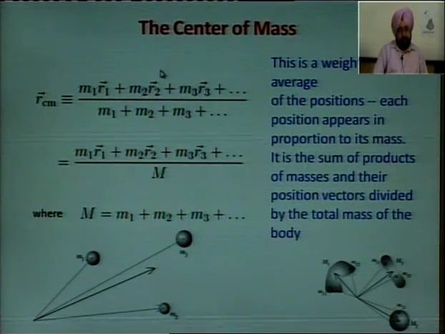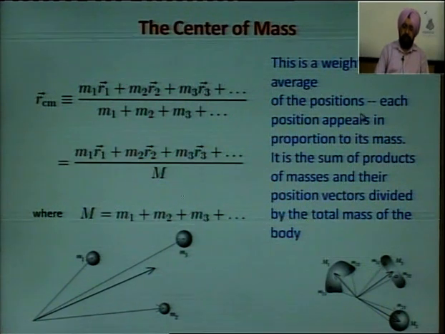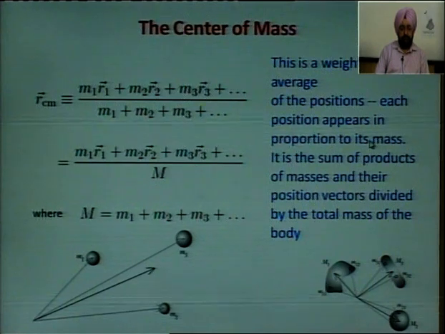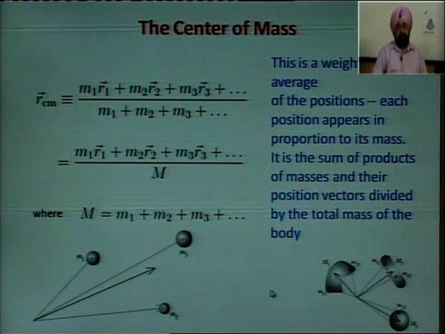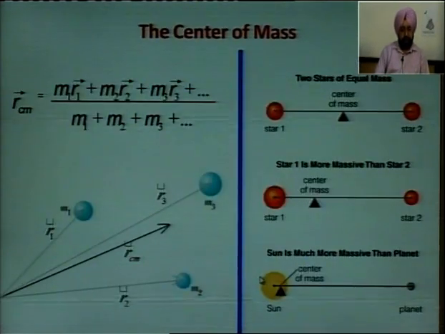What is center of mass then? It is nothing but the weighted average of the positions. Each position appears in proportion to its mass. It is the sum of products of masses and their position vectors divided by the total mass of the body.